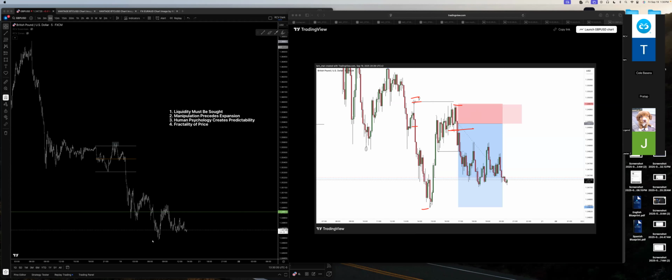But now you're kind of approaching the end of the day. I don't know if this is going to sweep. So I would probably just aggressively move my stop here just because of the time of day. And this would be an SD, right? If that.